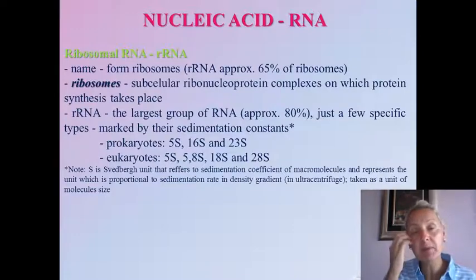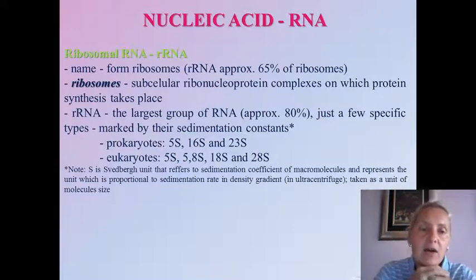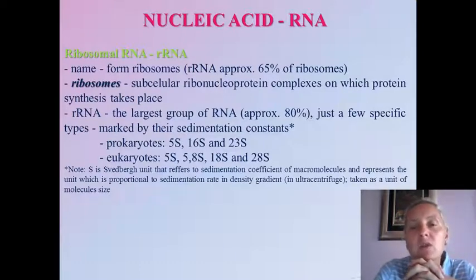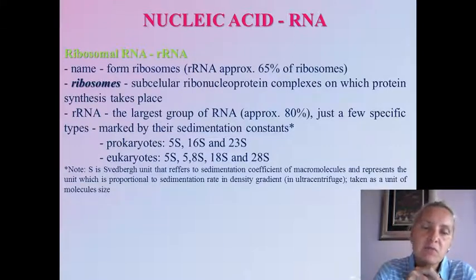So let's start from the beginning. We have ribosomal RNA, rRNA. Its name says that it forms ribosomes. rRNA actually makes up approximately 65% of ribosomes. And ribosomes are nothing else but subcellular ribonucleoprotein complexes. They're actually the places at which protein synthesis occurs, so they're considered to be like factories for the biosynthesis of proteins.